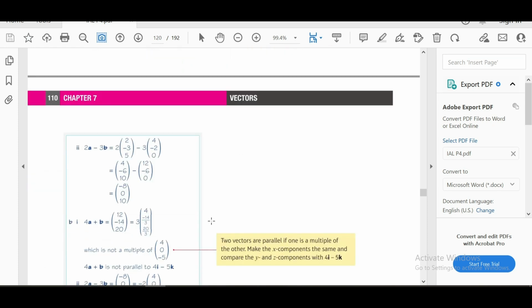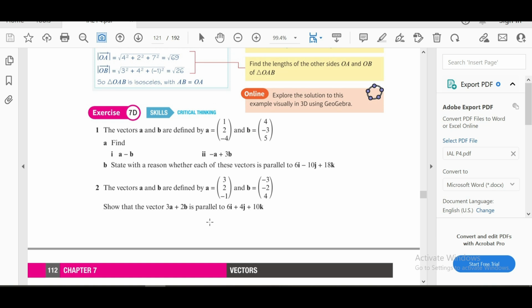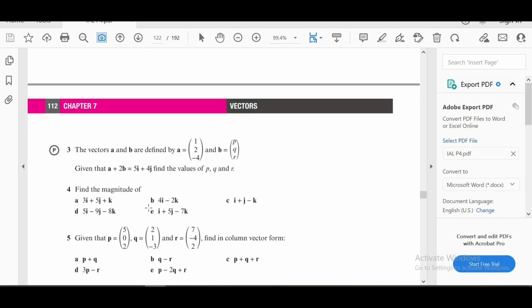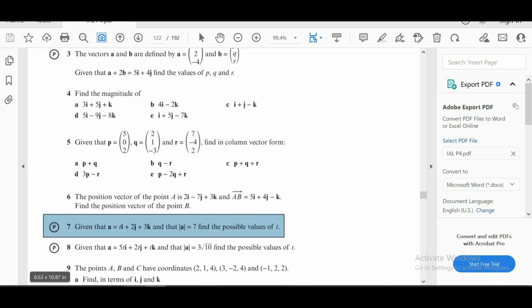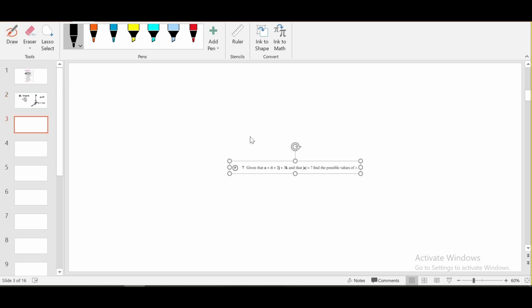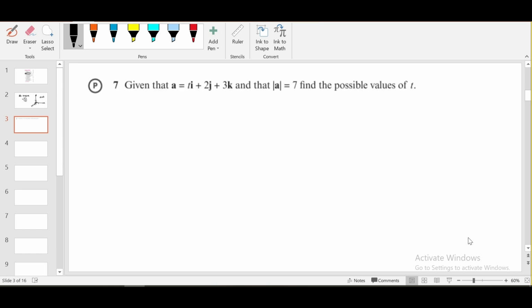Okay, now I'm gonna take a question from the exercise. Let's go to exercise 7D now. Exercise 7D. Questions number 1, 2, 3, 4, 5, 6 are the basic ones. I'm taking question number 7. Exercise 7D, question number 7. You have a vector A given. I'm going to put it in matrix form: t, 2, 3. It's given modulus A is 7.